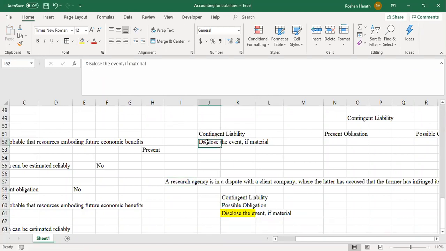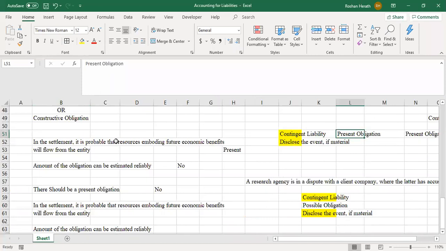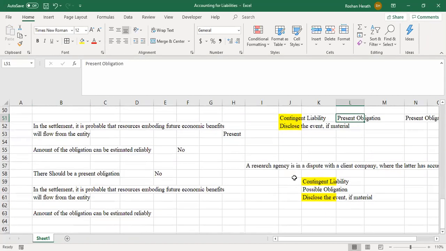So the disclosure is required. Contingent liability, you need to disclose that. Contingent liability: possible obligation here; contingent liability: present obligation is there, but it fails to satisfy the rest of the criteria. In the second case, the first criterion is missing, so then it is for sure a contingent liability. Yes, you are very correct in that respect. The final one.